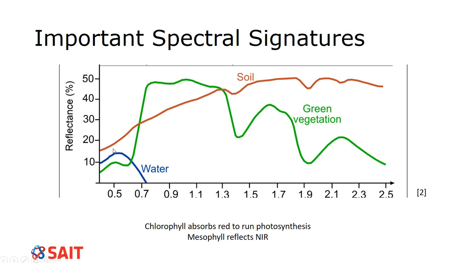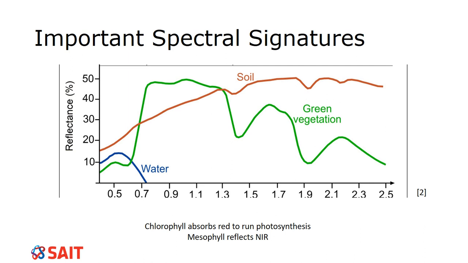So in visible light, if you have brown soil, brown dry soil, it's sitting here. If you have wet soil, this drops down because now you've got water involved. So those are three important ones. You do need to know them, like I said.